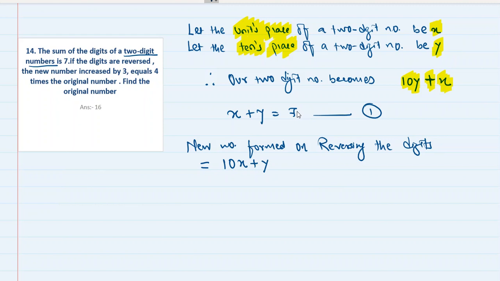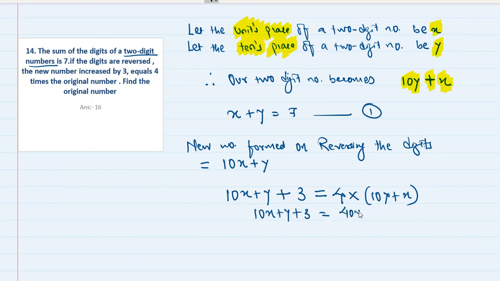If the digits are reversed, the new number increased by 3. Okay, according to the second statement, when I increase the new number, this is the new number 10x plus y, when I increase this new number by 3 equals, if they are saying equals, I will put an equal to sign, 4 times the original number. That is, 4 times means multiplied. Original number. What is the original number? 10y plus x. Let's simplify and make the second equation. So 10x plus y plus 3 is equal to 40y plus 4x.